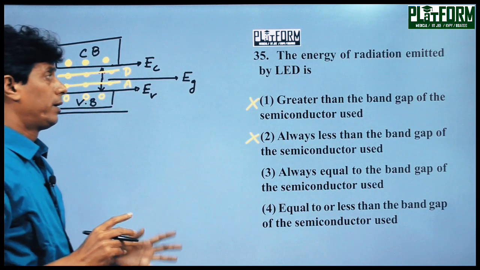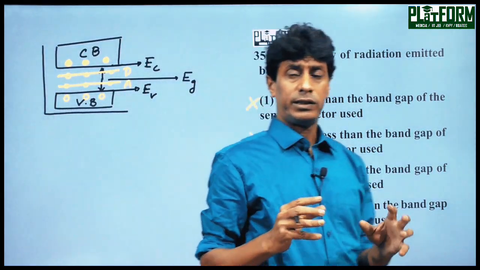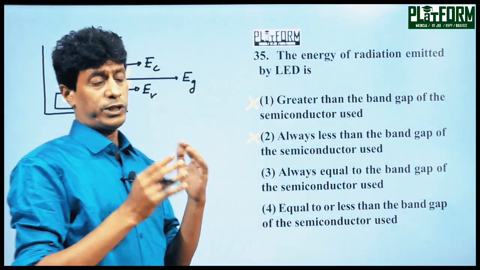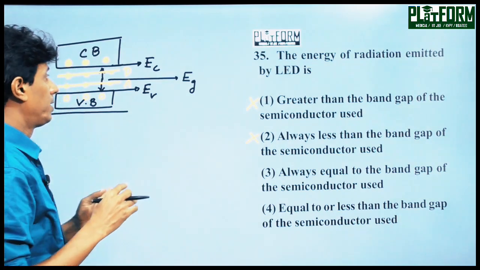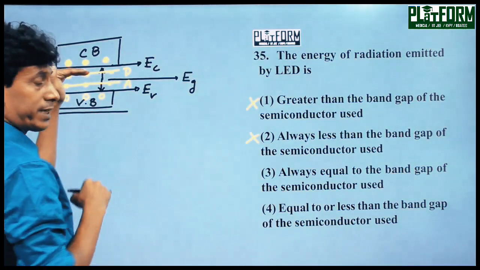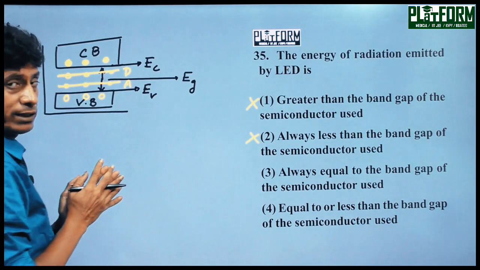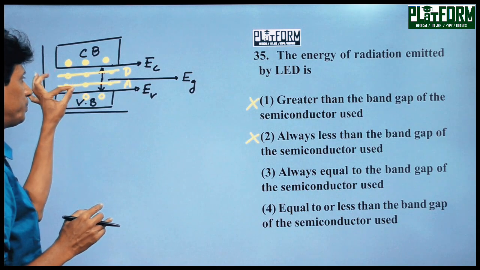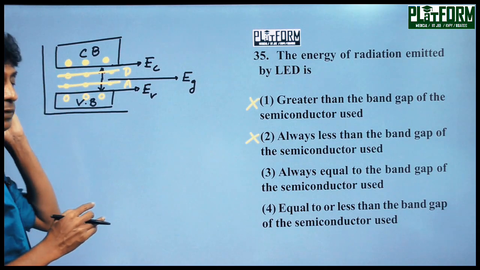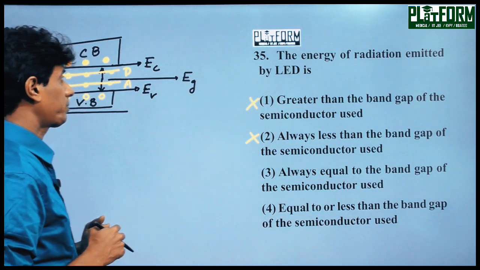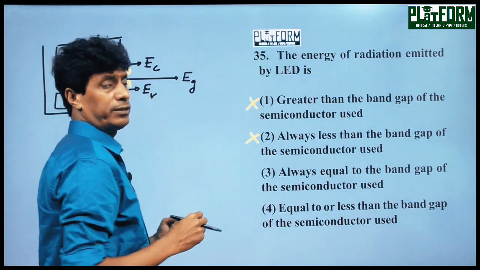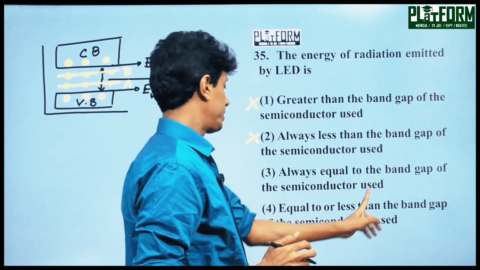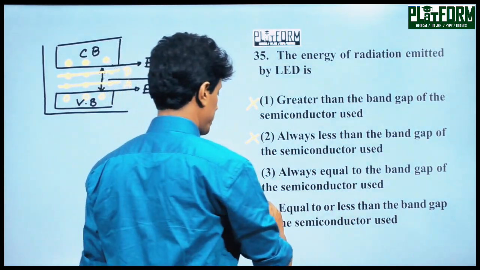We know that due to doping, when an intrinsic semiconductor is doped, there are two types of energy levels, donor energy levels and acceptor energy levels, and because of that, an electron may jump from the donor level to the valence band or from the acceptor level to the valence band. So this is why the energy of radiation emitted by the LED is equal to or less than the band gap of the semiconductor used. So the right option here is 4.